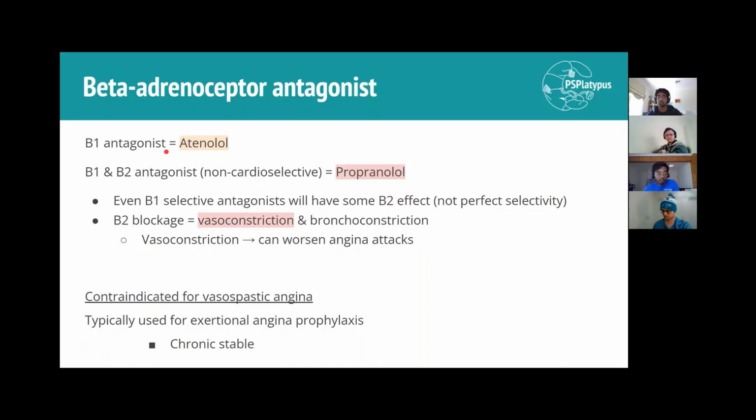So like I said, we want to typically use beta-1 antagonists like atenolol, but propranolol can be used. We don't want to use that because it's beta-1 and beta-2 and it's non-cardioselective. However, we got to understand that beta-1 antagonists can still have some beta-2 effect. And it's important to note that beta-1 adrenoceptor antagonists are not really used in vasospastic angina, and it's really only exertional angina prophylaxis. Actually, wait, yeah, it's just mainly for exertional angina.